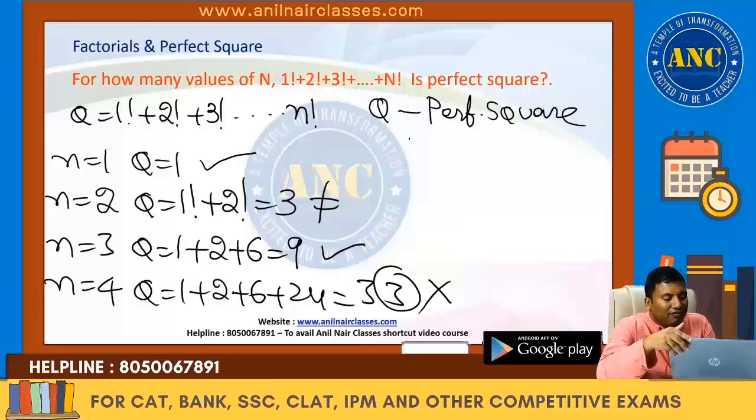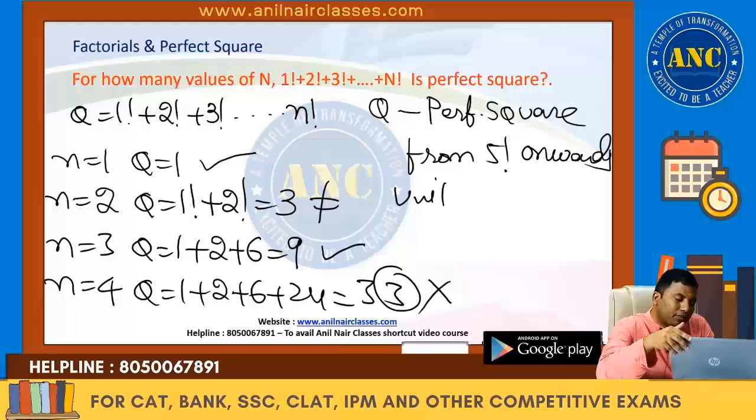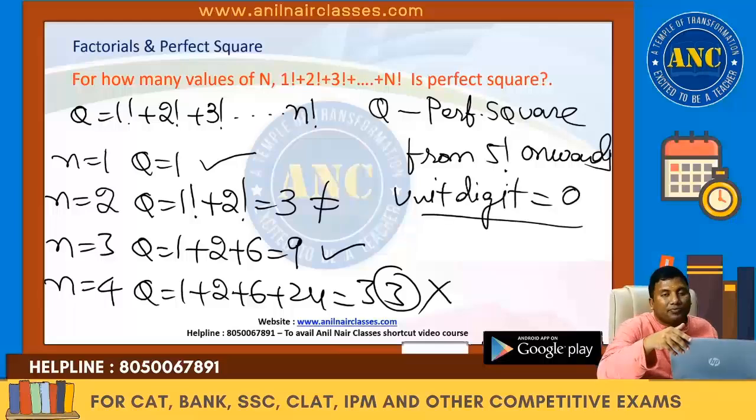From 5 factorial onwards, the unit digit will become 0. Unit digit is 0, so 0 plus 3, it will become 3. You don't need to check from 5 onwards. From 5 factorial onwards, the unit digit will become 0.